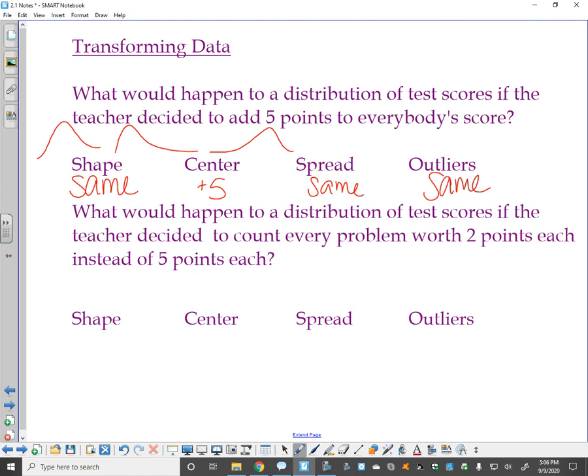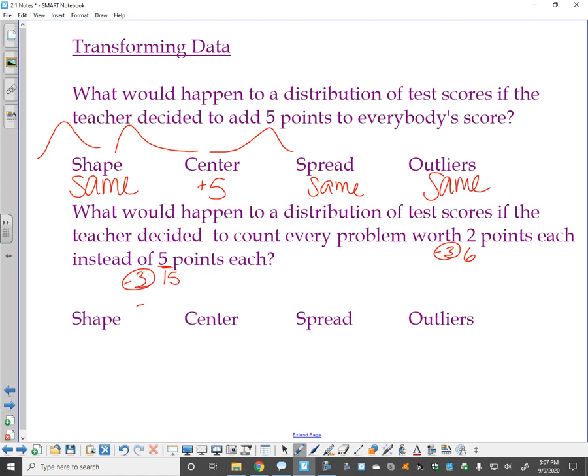What would happen to a distribution of test scores if the teacher decided to count every problem worth 2 points instead of 5 points? Okay, so now it sounds like a curve. I'm not adding the same to everybody's test. Think about this. If you missed 3 problems, and originally it was 5 points, that cost you 15 points. But now if you miss 3 problems and there are only 2 points, you've now just lost 6 points.